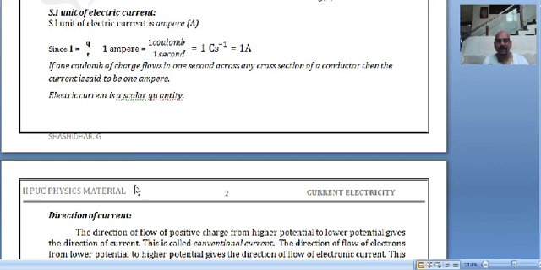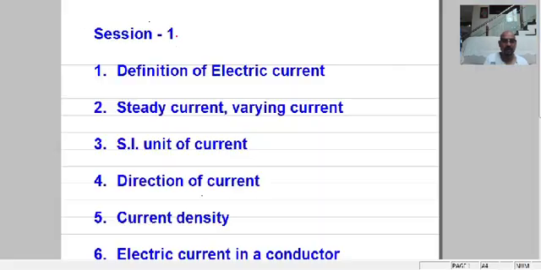So coming to the direction of the current. Dear students, if you want to understand the direction of the current, now we have to understand what happens actually in a conductor. So to understand the direction of the current, let us take this one. See here, observe here dear students, suppose we have a conductor here, say this is a conductor.